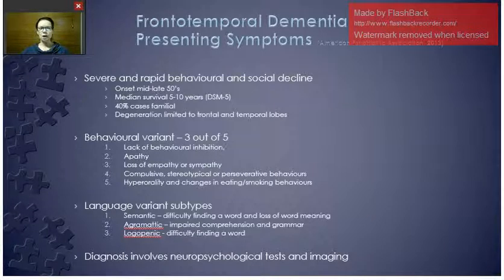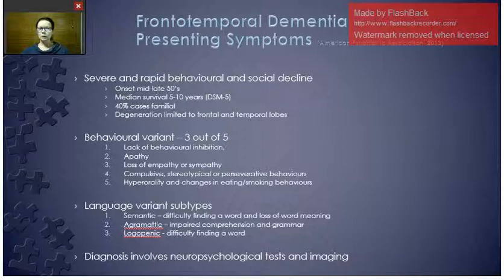Frontotemporal dementia is a common neurocognitive disorder which tends to start in the mid to late 50s and causes rapid decline, with a median survival of 5 to 10 years from diagnosis. Around 40% of cases are familial. The neuropathology involves degeneration in the frontal and temporal lobes with little impact to other brain regions. There are multiple variants. The behavioural variant is the most common, and there are also 3 language variants.